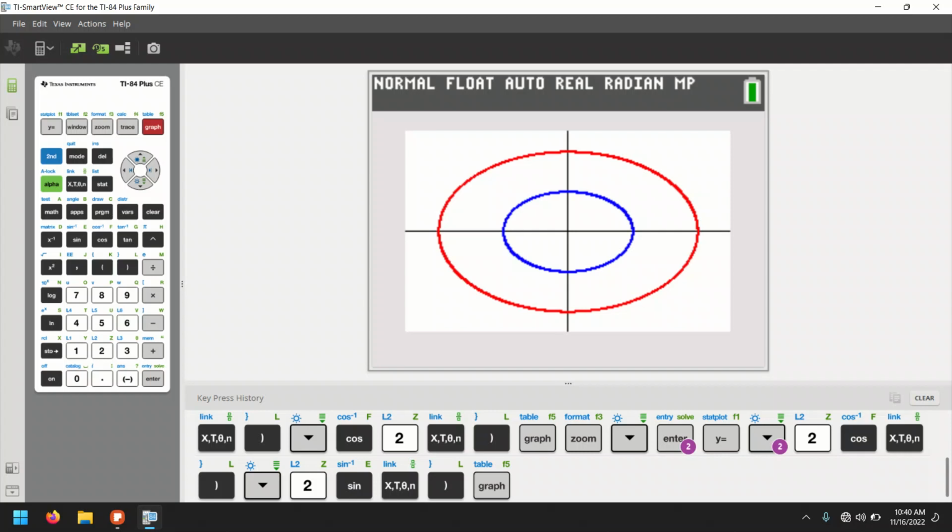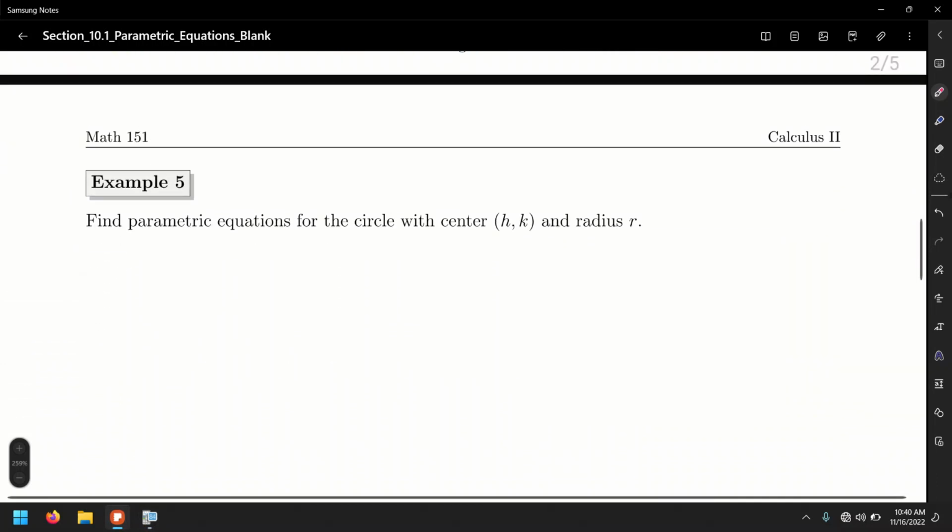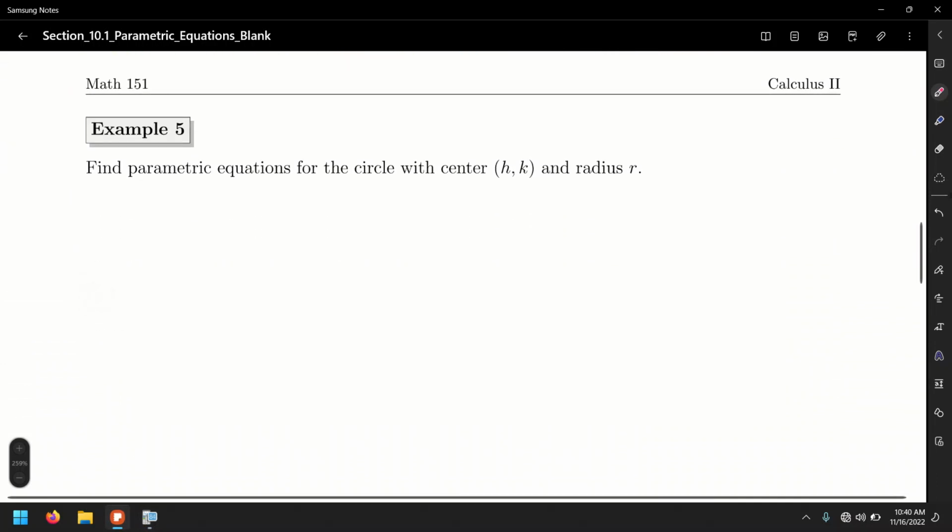Let's look at one more example. Find the parametric equations for the circle with center (h, k) and radius r. That is a generalized way to parameterize a circle. And in this case, we are going to do the counterclockwise version. Counterclockwise orientation.